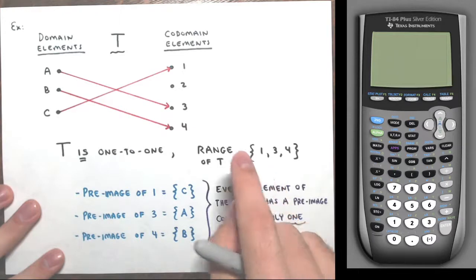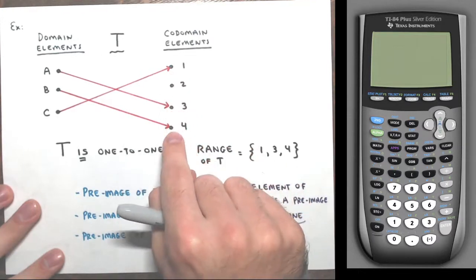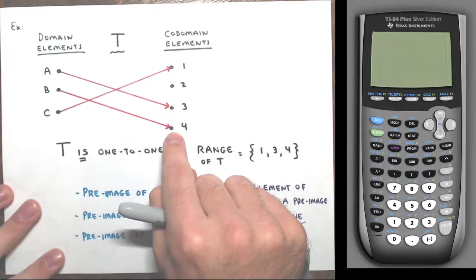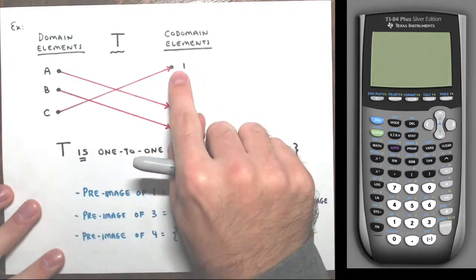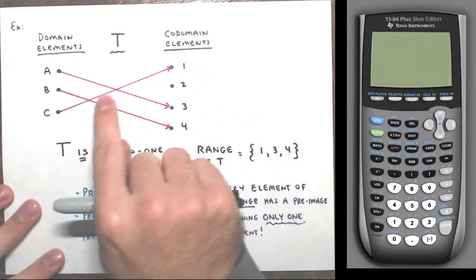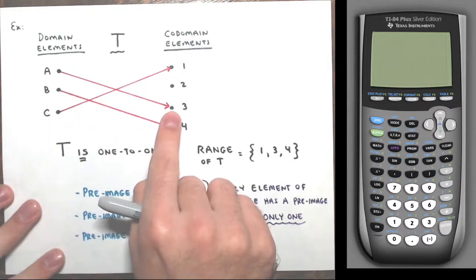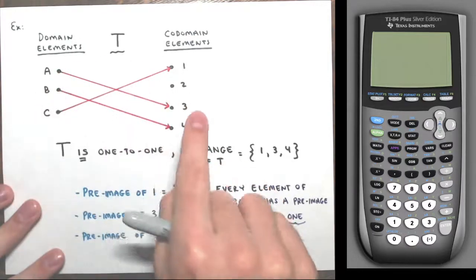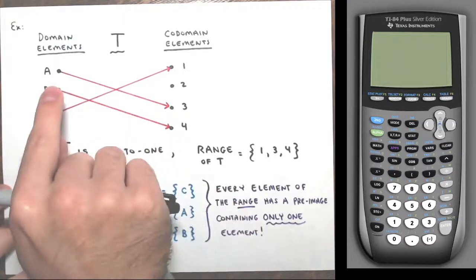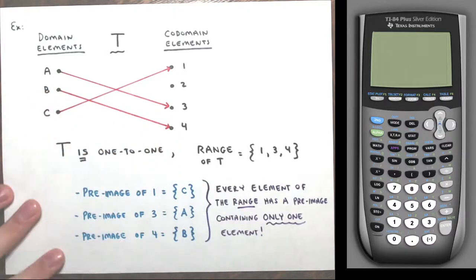And then notice that every single one of these is mapped to by only one element of the domain. 1 is mapped to by only the element C, and that's it. 3 is mapped to by only the element A. 4 is mapped to by only the element B. And those are the pre-images. The pre-image of an output is just the set of all the elements that map to that output.